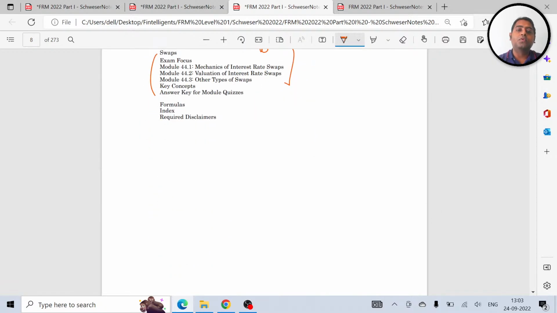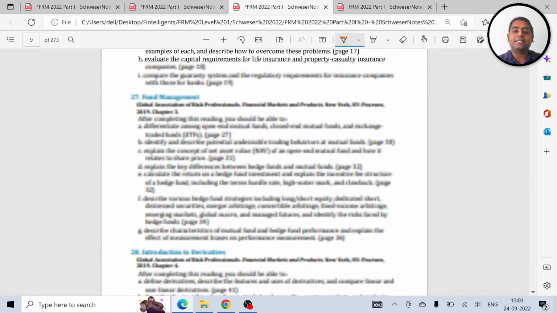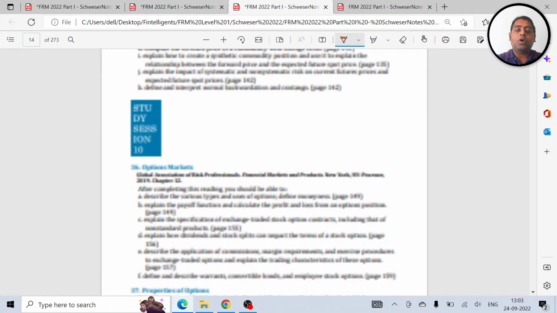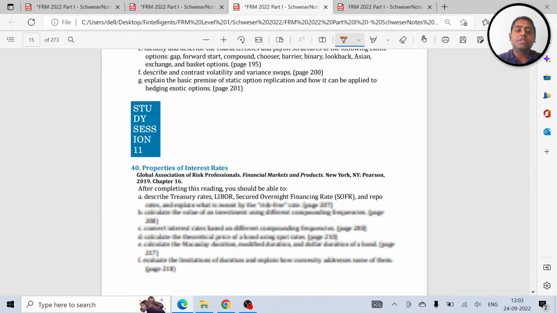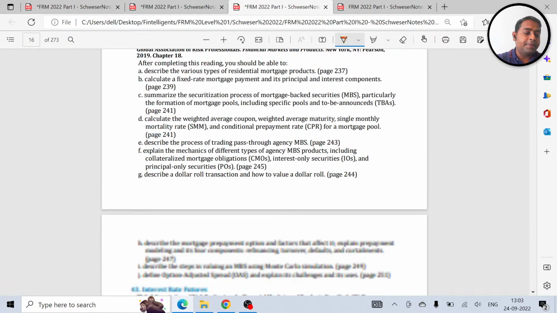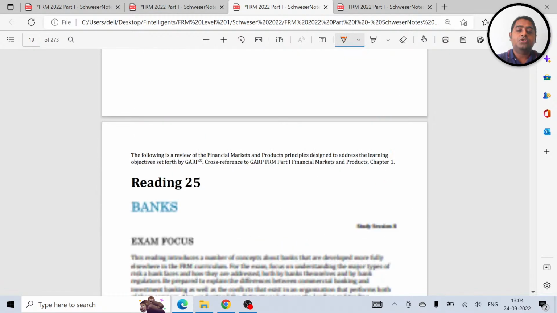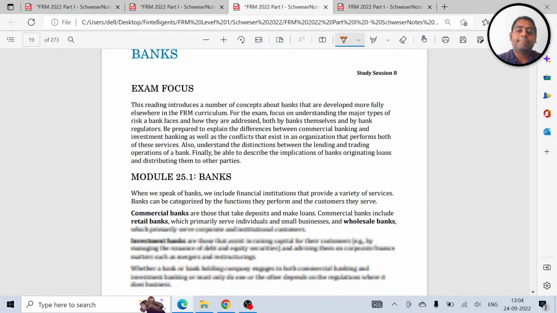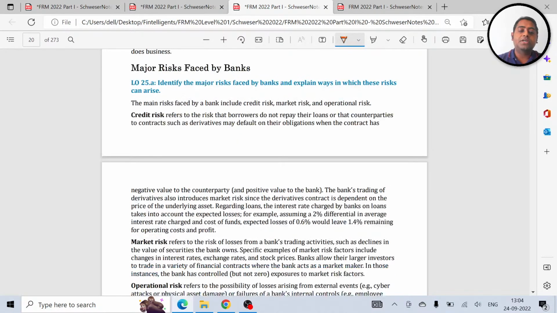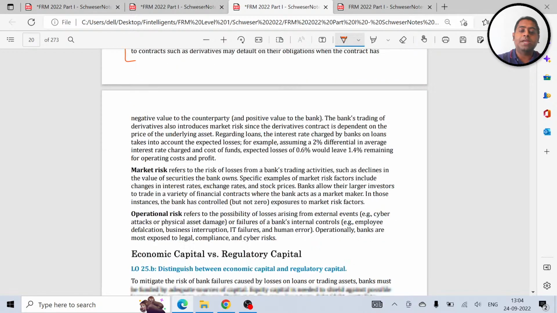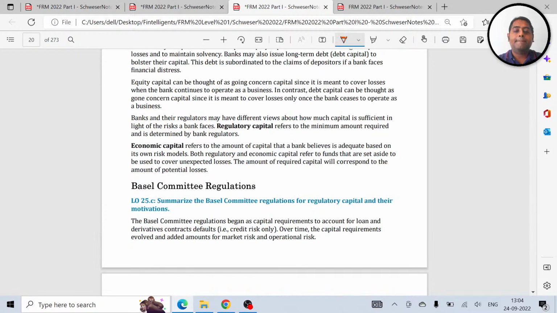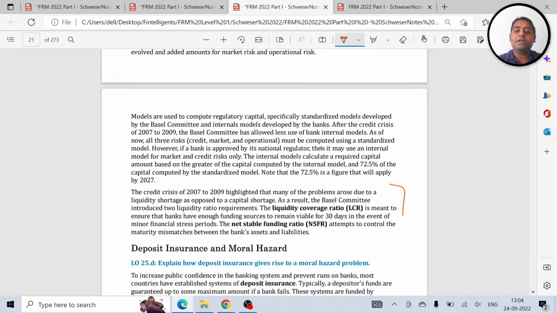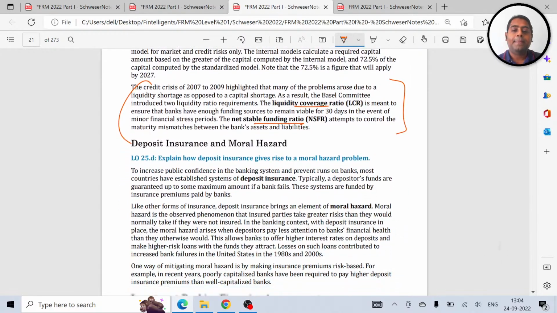We will move towards the first chapter now, the banks, and let us see what is slightly important from the exam perspective. Banks chapter, major risk which is being faced by the bank. You can read this part. Then Basel Committee recommendation, the net stable funding ratio and the liquidity coverage ratio. You should definitely be good with that.